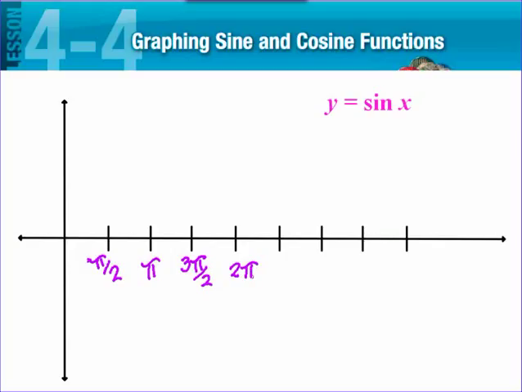Now, first of all, at pi over 2, where is it at? 90 degrees. Actually, let's start with 0. At 0, where is it at? 0. Zero's at 0. At pi over 2, what is the value of sine? Are you looking at your sheet? At pi over 2, what is the value of sine? The value of sine is 1.